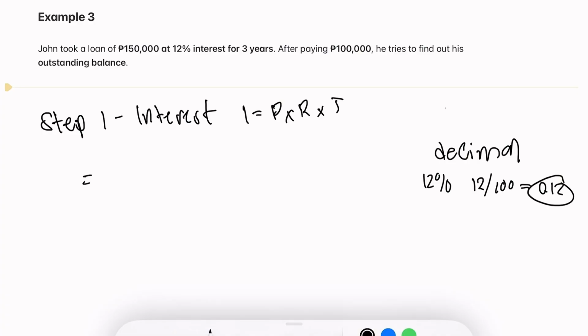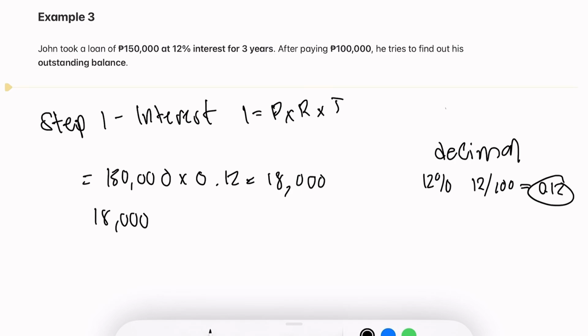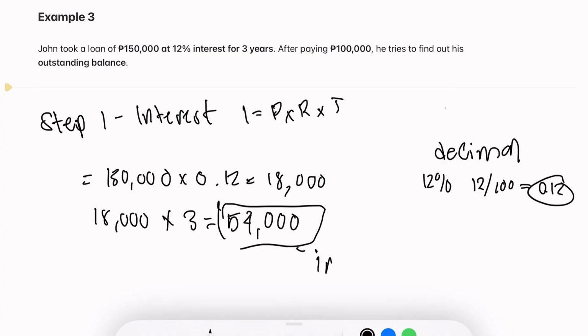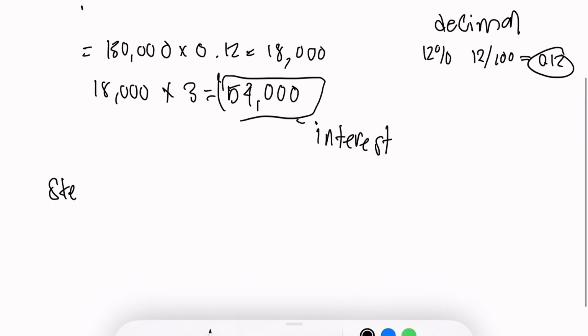Now, we have our decimal. So let's start to substitute the values to the formula. So our P is 150,000 and our R is 0.12 and equals 18,000. And 18,000 times our time, which is 3, is equal to 54,000. So now we have our interest. Now let's move on to our step 2. For our step 2, we have to find the future value.